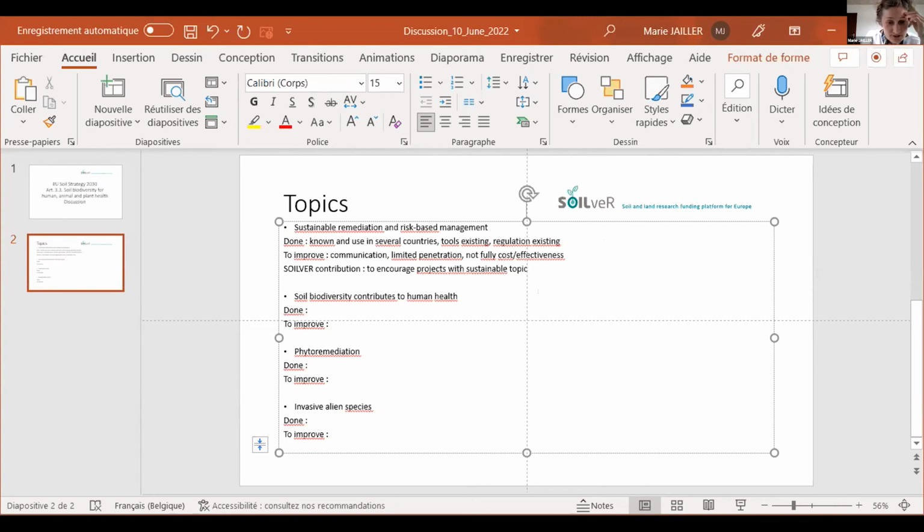Okay. Encourage projects with the sustainable topic. And is there someone who wants to add something for the sustainable remediation and risk-based management? For example, in SPAC, we calculate the cost of the remediation if we would like to reach a threshold value, and if we don't do a specific risk assessment, and we are obliged to do a site-specific risk assessment, for example, to have a better cost. So for each site we have to remediate, we have to do this calculation of the cost effectiveness, and it is in the guide in Wallonia to do this before doing the remediation. But it's just on the risk-based management.